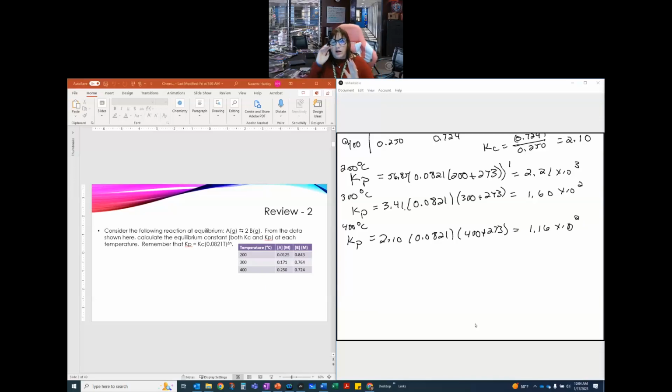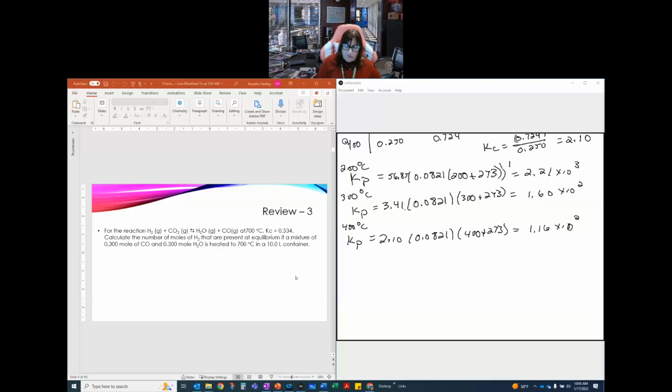Now, again, since we have 1 mole of gas difference, I do expect that there will be an effect because of the pressure. So Kc is not going to equal Kp, but we don't have to worry about factors for that because of the equation that we've written. So those are my Kps and my Kcs for review 2. Hopefully there are no questions about that, but if there are, you know how to contact me.